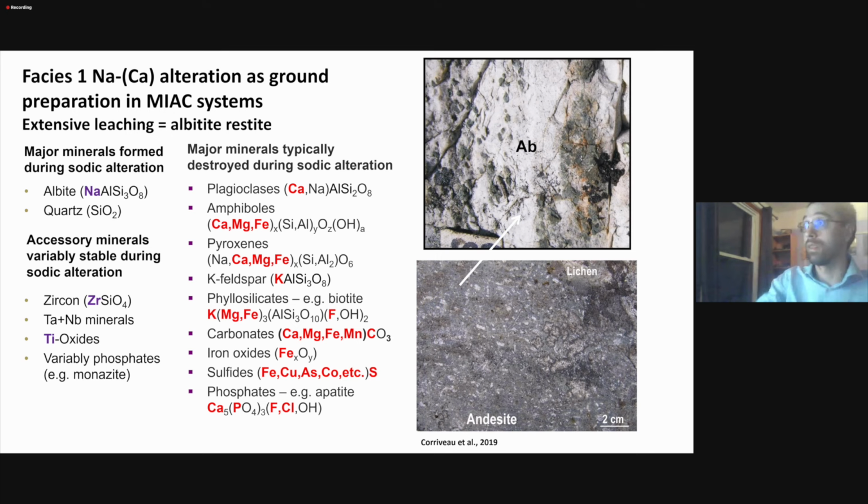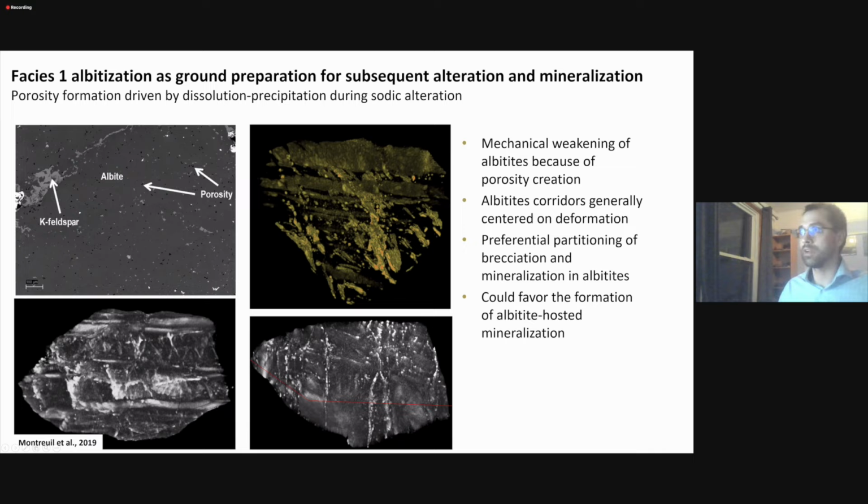Something else that is important with the formation of sodic alteration, and this may also play a role later on with where zones of mineralization are going to be formed in later stages of the system, is that when you're albitizing something, it's primarily progressing by dissolution-reprecipitation of the host rock. What this process is leaving behind is a network of porosity within the albitite. And something that we can observe after is that these porous albitites may become mechanically weakened.